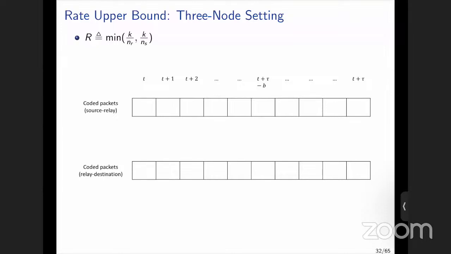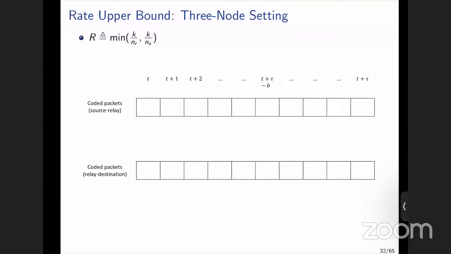So let's try to come up with a quick upper bound, a rate upper bound. Here I have two boxes. Each box denotes a coded packet. The first row corresponds to coded packets in the source to relay link. The second row corresponds to coded packets in the relay to destination link. And each column corresponds to a time slot.